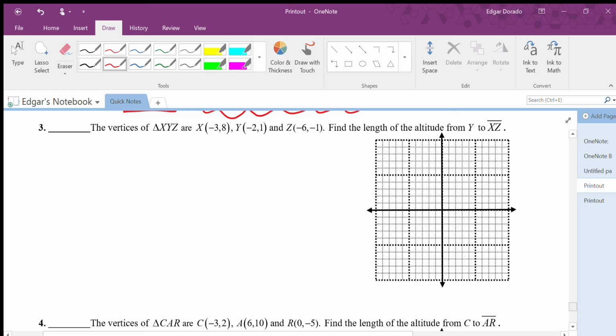Alright, next one says the vertices of XYZ are X is negative 3 comma 8. So let's go ahead and set that to negative 3 comma 8 is X. Negative 2 comma 1 is Y. And then negative 6 comma negative 1 is Z. Actually, I'm going to draw my Y right over here. Alright, looks just like that. Let's go ahead and connect all my points.